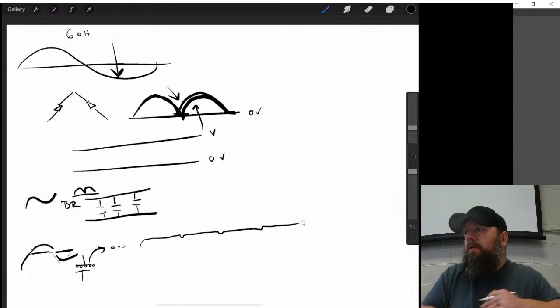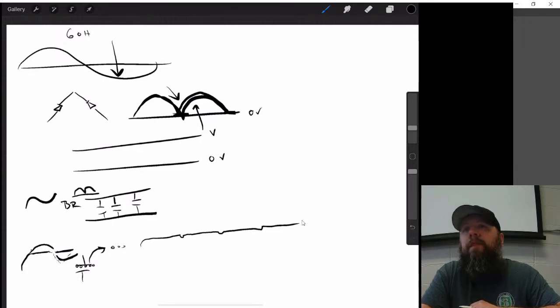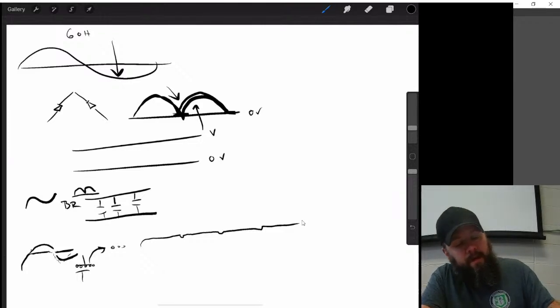But it's starting to smooth out into a straight line, like what we think of as a direct current. Okay? Y'all follow this? So what it does is smooth it out to look kind of like that.